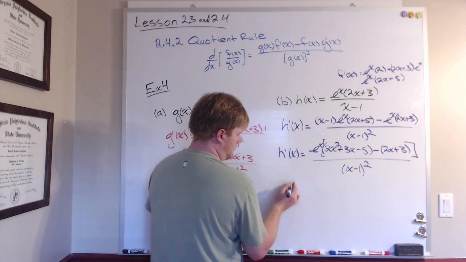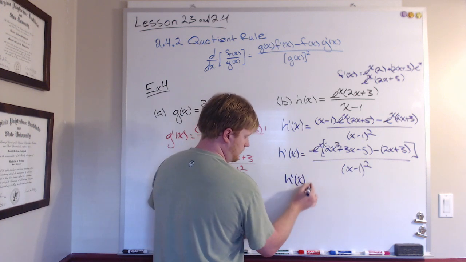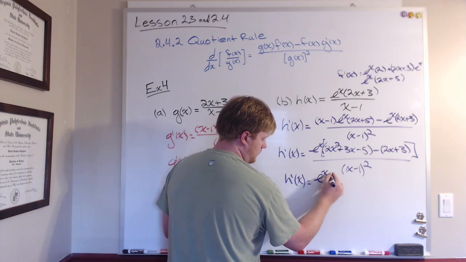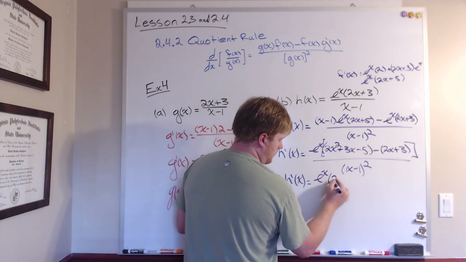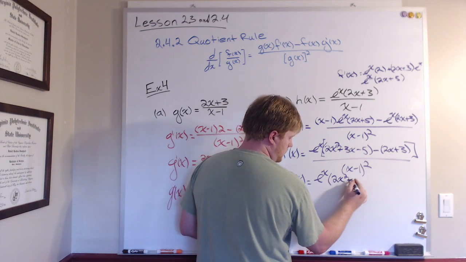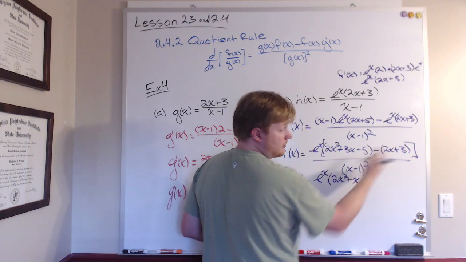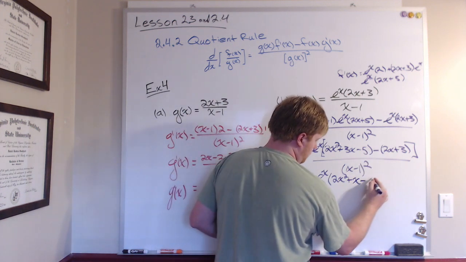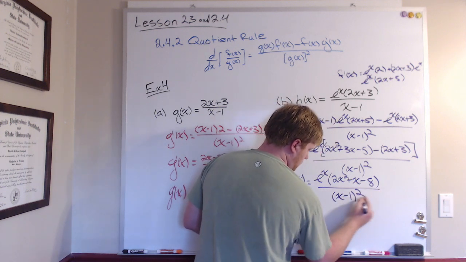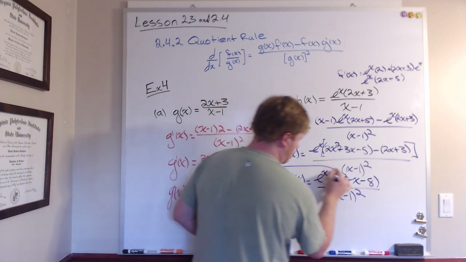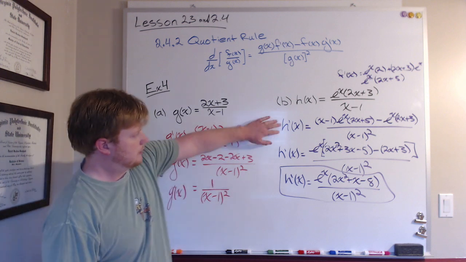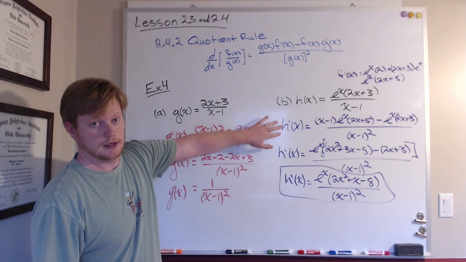And just one more step to make things look real nice. E to the x times 2x squared, 3x minus 2x is just 1x, negative 5 minus 3, negative 8, over x minus 1, squared. There's my answer. Okay? Now, some people might ask, could I stop here?